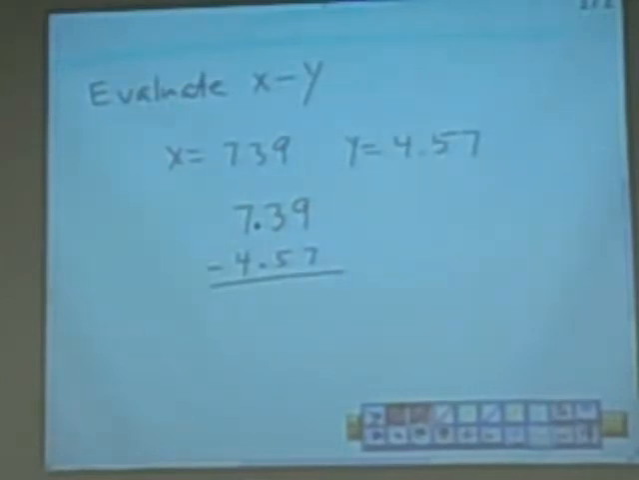Good idea to put that sign there. And so we're going to subtract. So 9 minus 7, that's 2. And of course we've got to borrow from 3, so that 7 becomes a 6, and so that's 13 minus 5, 8, decimal point, and 2. Alright.